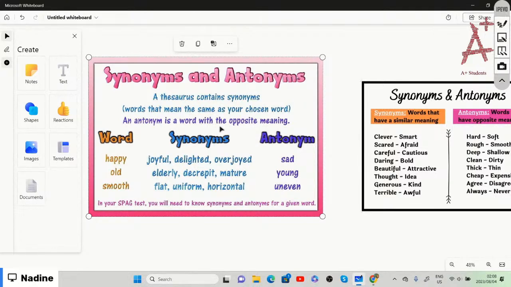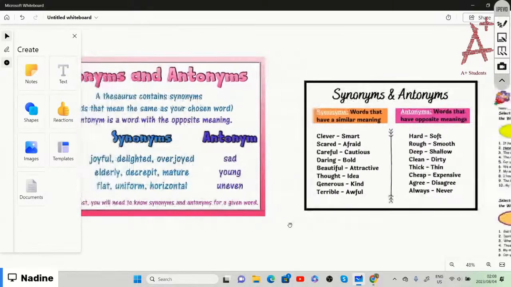Then we have another word, which is smooth. The synonyms of smooth are flat, uniform, and horizontal. And if something is not smooth, the opposite of smooth is uneven. So we have smooth, but the opposite of smooth is uneven. So that is basically synonyms and antonyms.